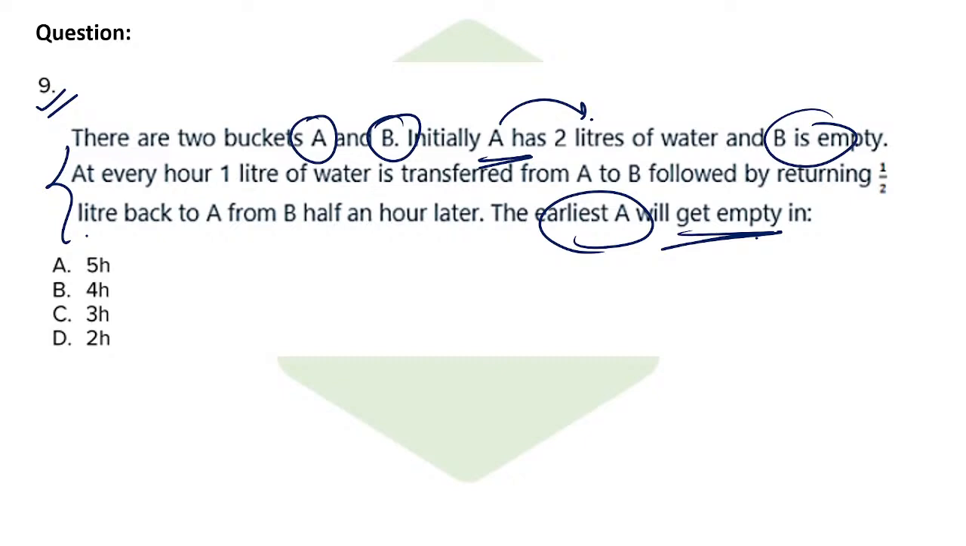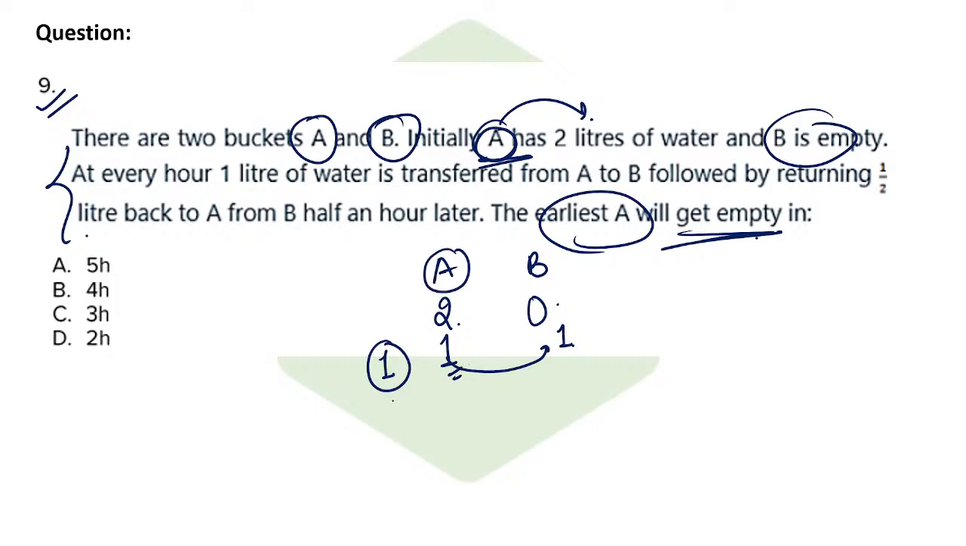Okay, let's see. The question is there are two buckets, A and B, right? Initially, A has 2 liters of water. So initially A is having 2, B is having 0 liters of water. After every 1 hour, water is getting transferred from A to B. In the first hour, I'll be adding 1 liter of water from A into B, and A will be having 1 liter remaining.